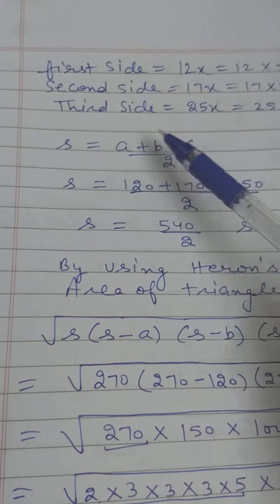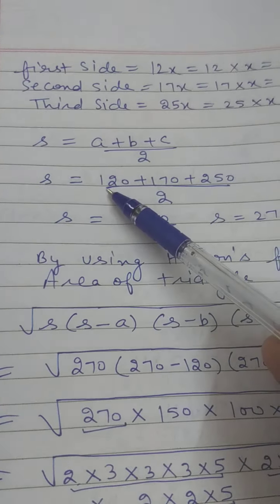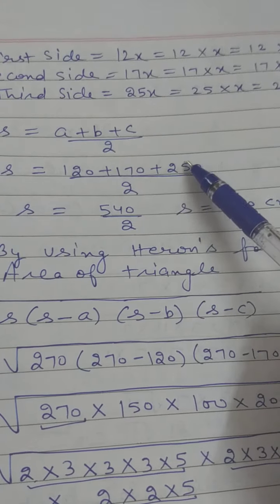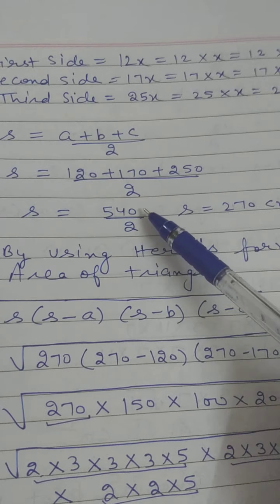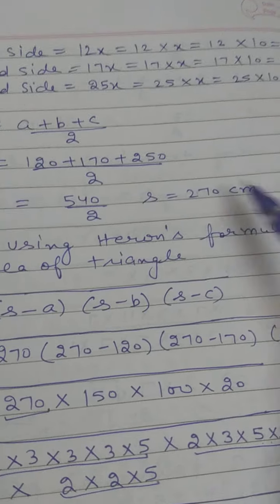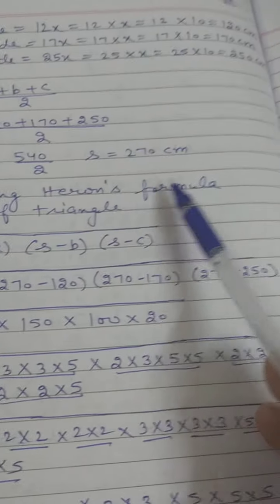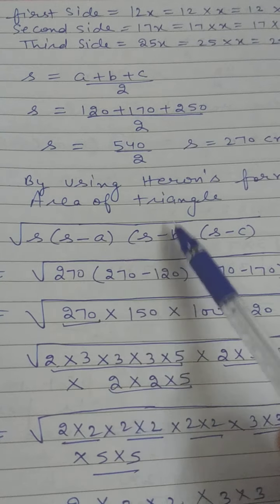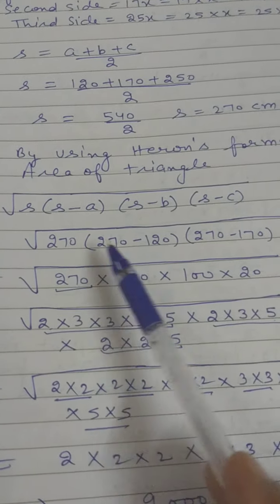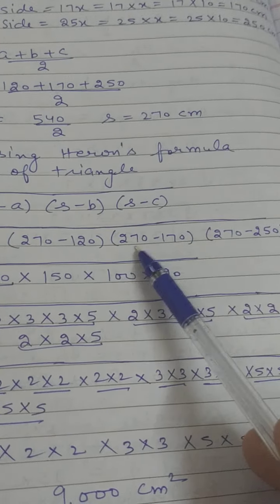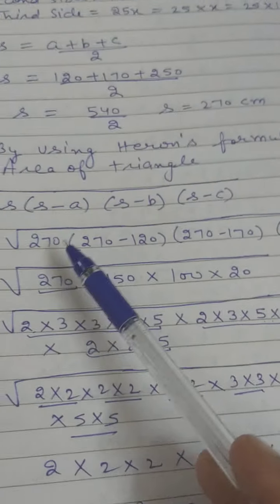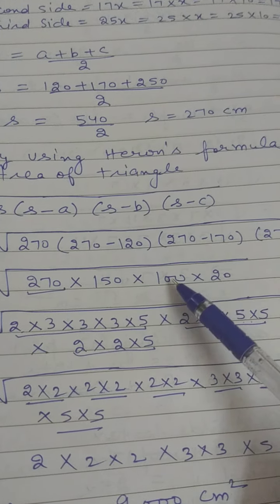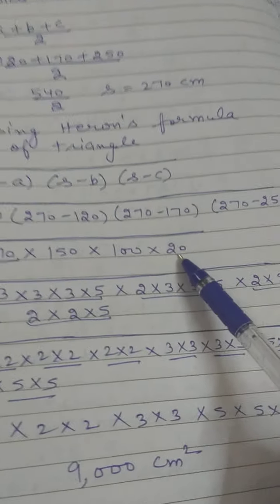Now S, that is the semi perimeter, is (a plus b plus c) by 2, which is (120 plus 170 plus 250) by 2. 120 plus 170 plus 250 gives 540 by 2. 540 divided by 2 gives 270 centimeter. By using Heron's formula, the area of the triangle is the square root of S(S minus a)(S minus b)(S minus c). That is 270, 270 minus 120, 270 minus 170, 270 minus 250. 270 as it is, 270 minus 120 is 150, 270 minus 170 is 100, 270 minus 250 is 20.